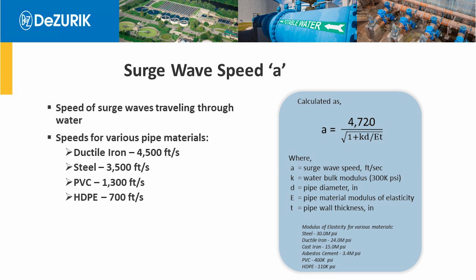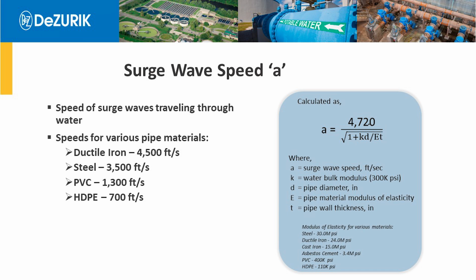But in general, what we see with the surge wave speed is the more rigid the pipe, the faster the surge wave travels. When we look at ductile iron, cast iron, and steel pipe, it's traveling 3,000 to 4,000 feet per second. Your softer pipes, such as HDPE and PVC, are soft, they expand under pressure, and the surge waves go a little bit slower.